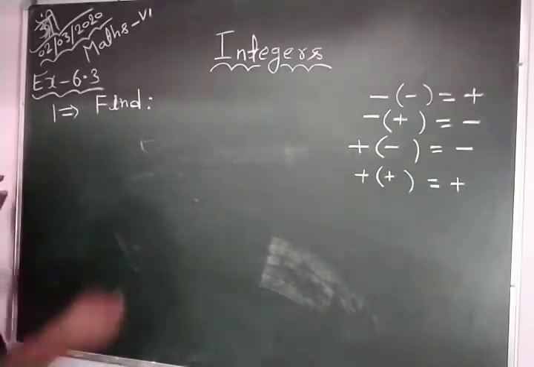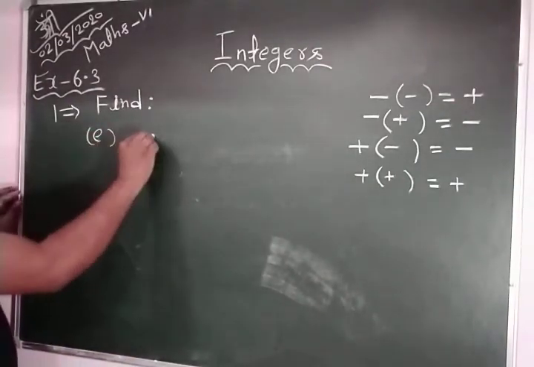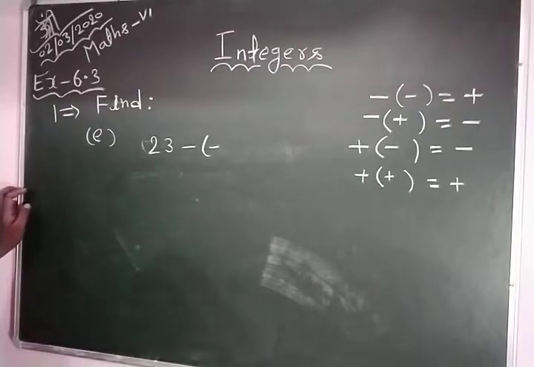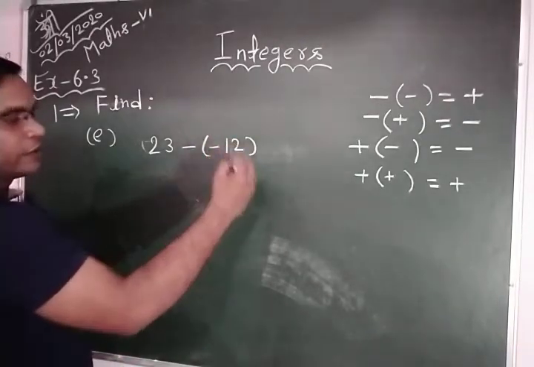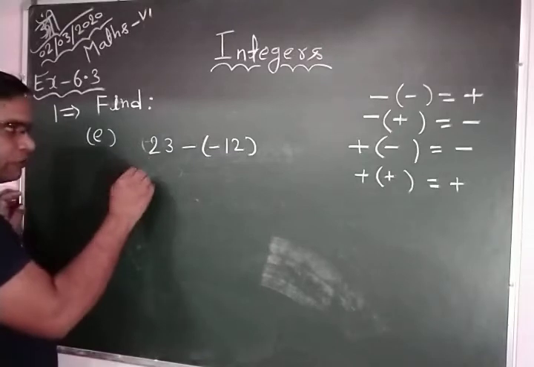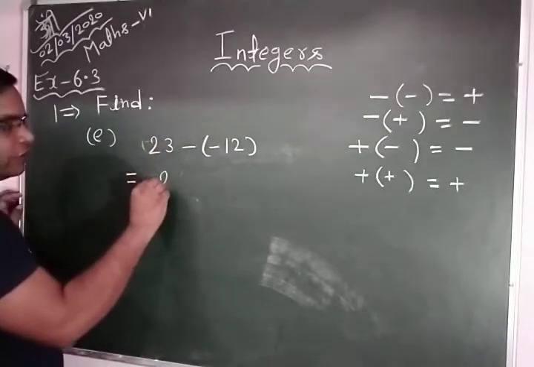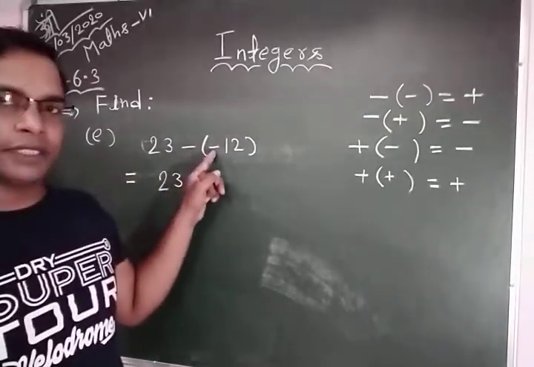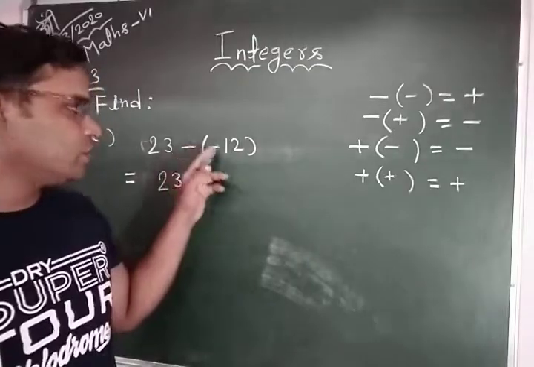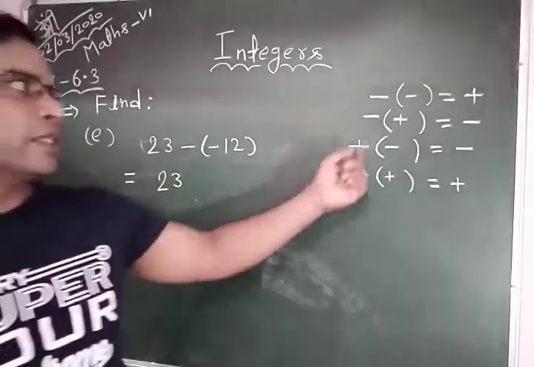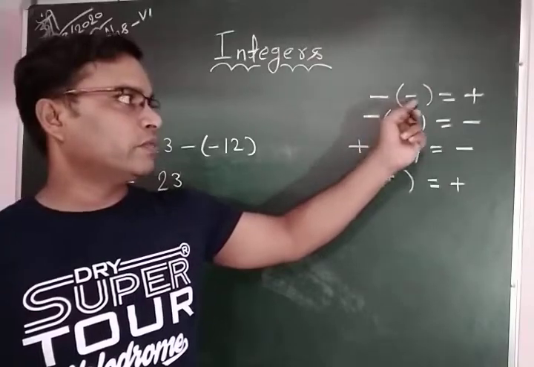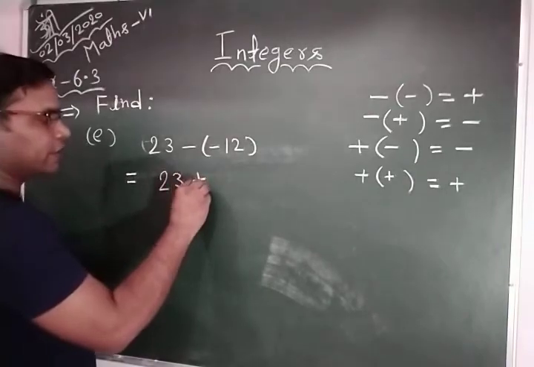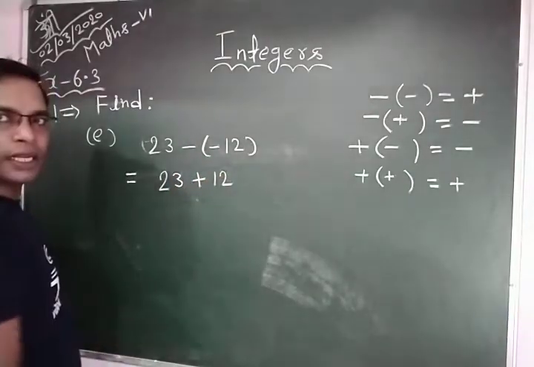Now we are going to discuss E part of this question number 1. E part of question number 1 is 23 minus minus 12. Okay, so next step you can write 23 as it is. Here you write 23 as it is, but here you can see both are minus, so minus into minus becomes plus. So we can write here minus into minus is plus, and we write 12 as it is.